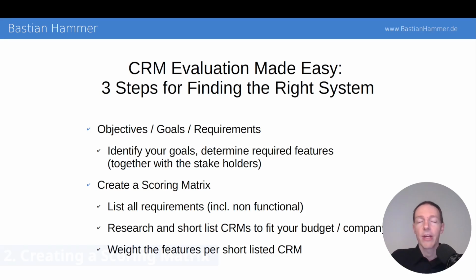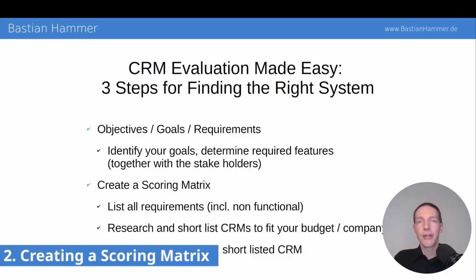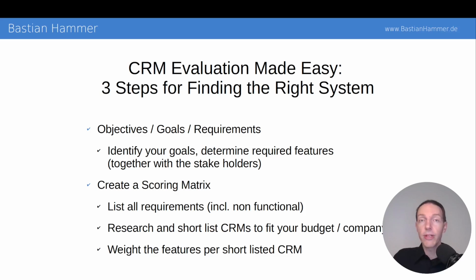Next thing is creating a scoring matrix. So now you have your goals set up and you've got clear priorities on those goals. Now it's possible to look into the details. And how would you do this? You would list all your requirements, and don't forget the non-functional requirements. The functional ones mean, oh, I've got those fancy features that I definitely want. I want to create newsletter campaigns and I want to set up email templates and I want to have automatic replies and so on.